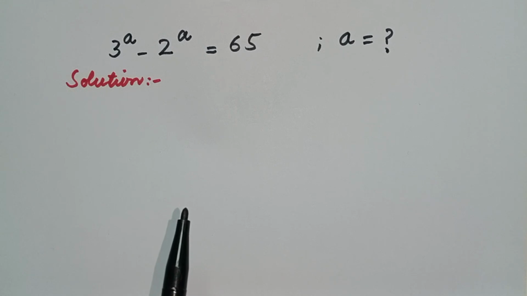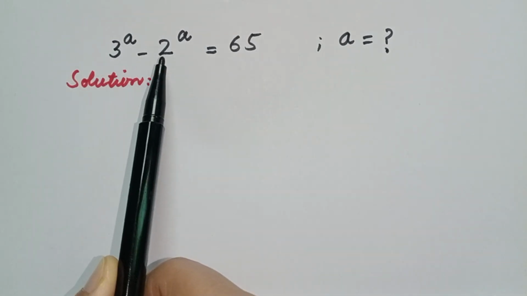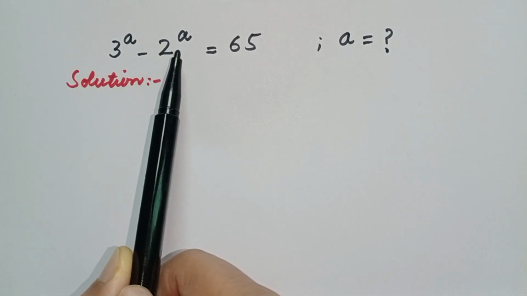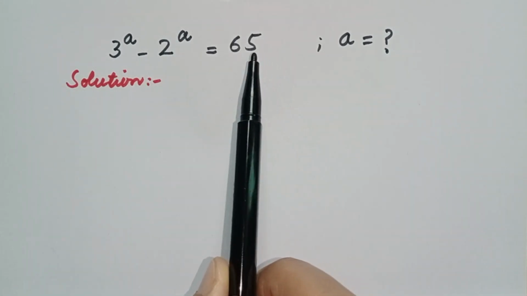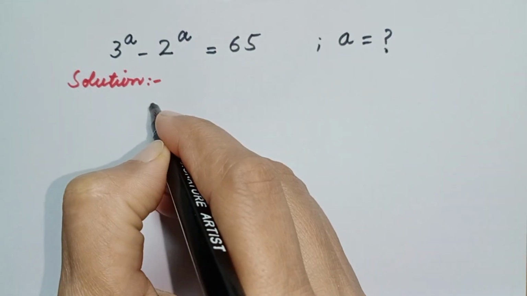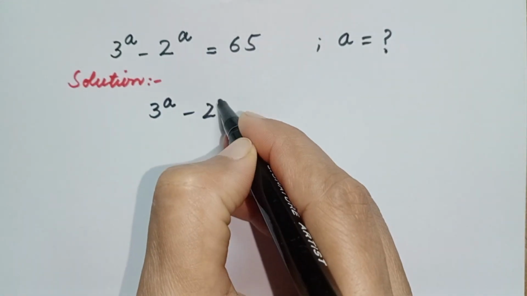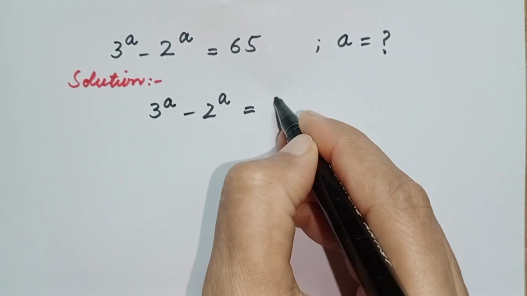To solve the question, we are given 3 to the power a minus 2 to the power a is equal to 65, and we need to calculate the value of a. So we will write the question first of all. 3 to the power a minus 2 to the power a is equal to 65.